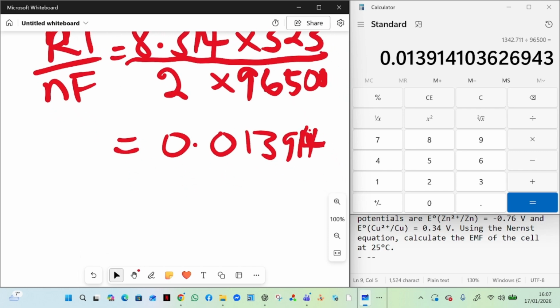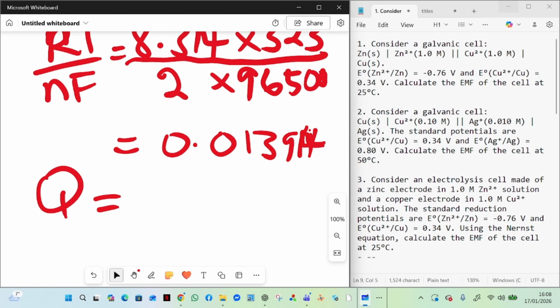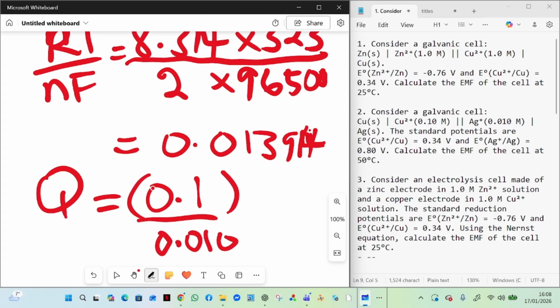So let's find ln Q. Q will be equal to the concentration of copper, which is the oxidation side, 0.1, divided by the concentration of silver, which is 0.010, raised to the stoichiometry 1 and raised to the stoichiometry 2.